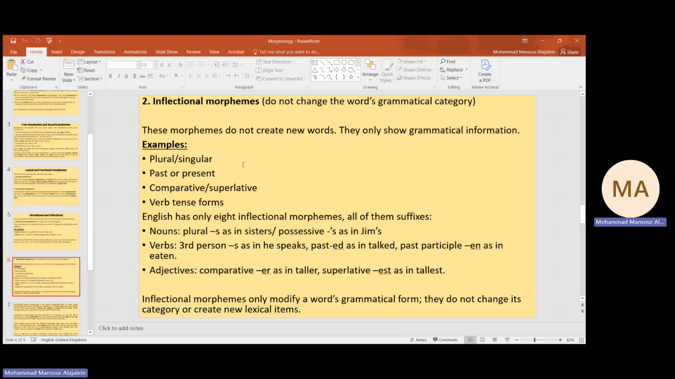plural noun, we add s, or to indicate or signal the past or the present, like when we have the ed, when we have the s or the es after the verb, and also the suffixes that we add in order to indicate the comparative and some superlative forms, and also to indicate the aspect of the verbs in verb tense forms, like adding the ing or the past participle.